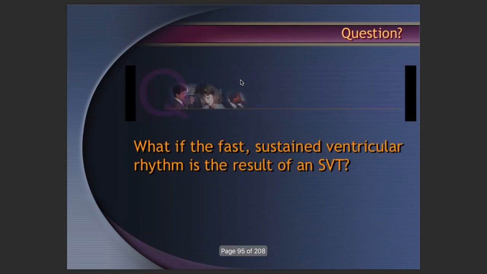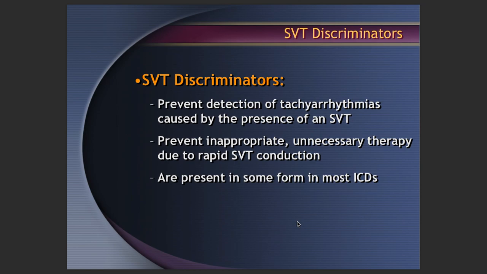If it is more than 30 seconds, that is when it is considered sustained. We are all aware that SVT, supraventricular tachycardia, is different from ventricular tachycardia. Similarly, even the ICD has been made smart enough to differentiate SVT versus VT. How does the SVT discrimination happen? The SVT discriminators prevent the detection of tachyarrhythmias caused by an SVT, to prevent inappropriate, unnecessary therapy.